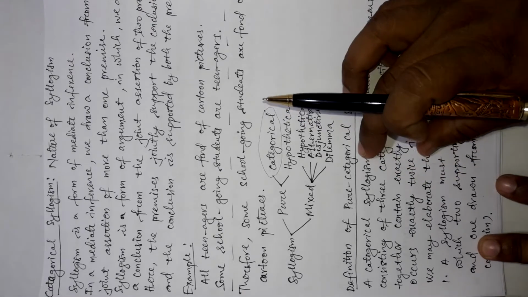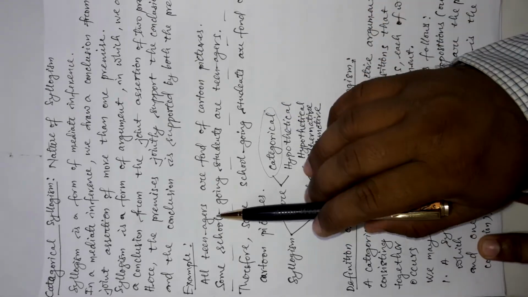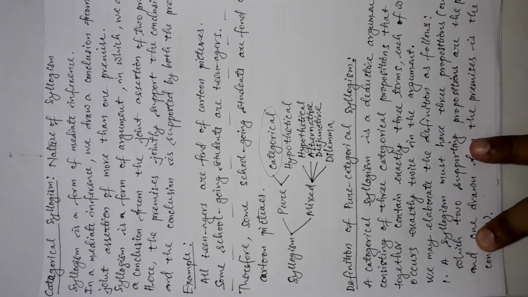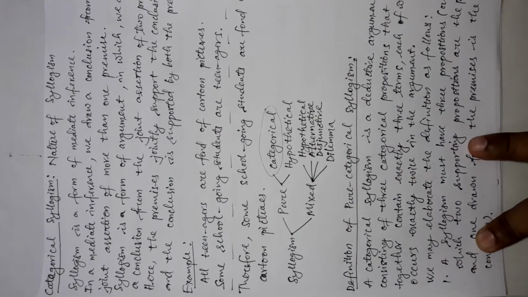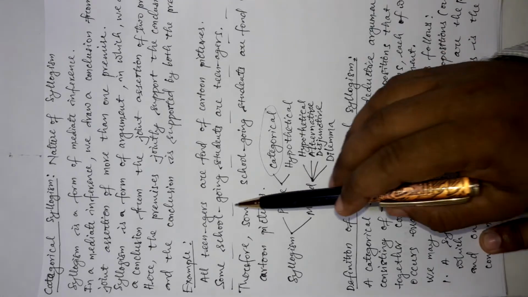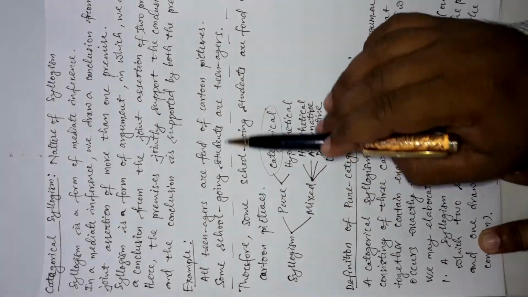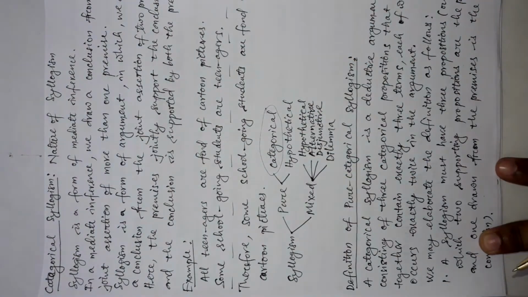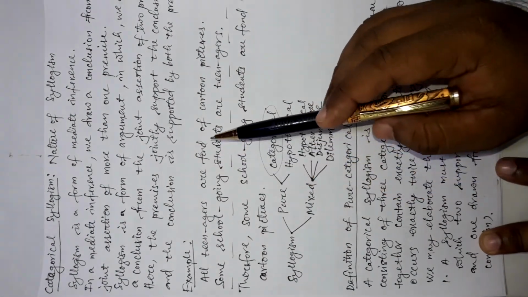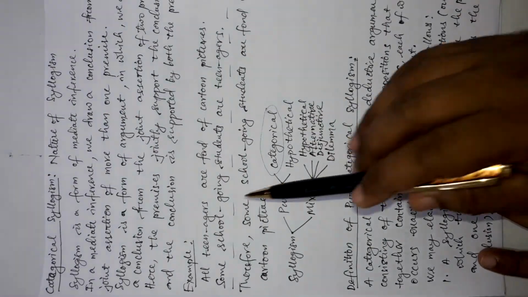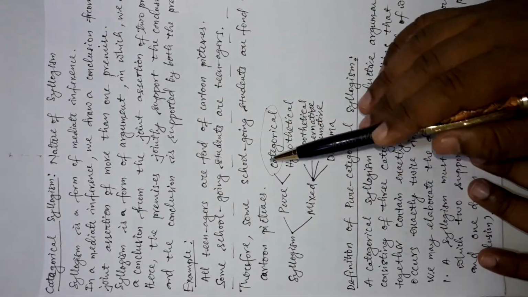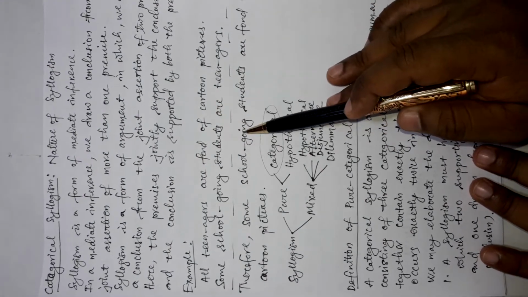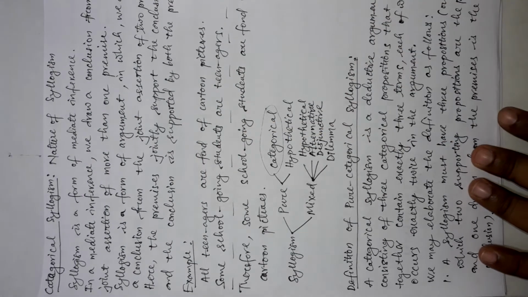Let us match this definition with the example available on this page. Okay, this categorical syllogism is a deductive argument which consists of three categorical propositions. You see this example here, I have three categorical propositions. Proposition means statements. That means a pure categorical syllogism should contain only three statements or propositions, of which two are premises and the third is the conclusion.